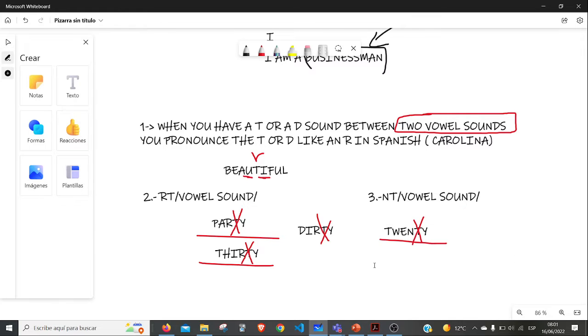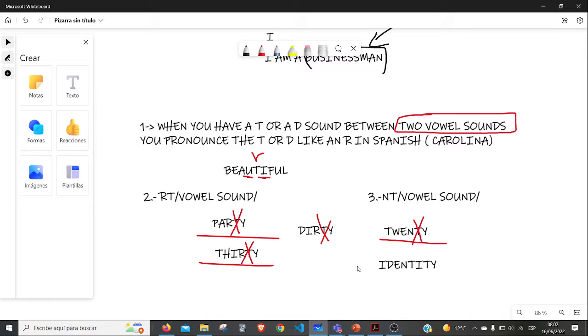It's similar to, for example, the city in Canada. In Spanish you say Toronto, but in Canada they never say Toronto, it's Toronto. You say twenty, it's the same. So now I want you to apply the rule.